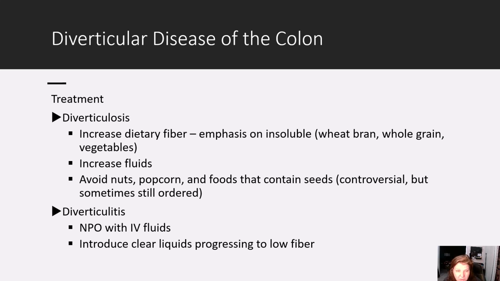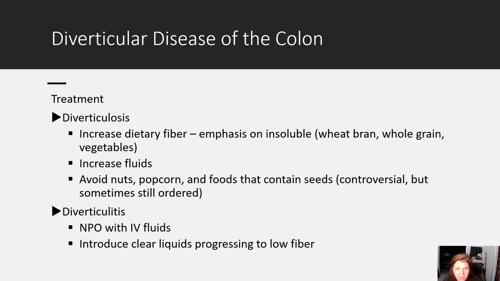Now, some doctors will still prescribe avoiding nuts, popcorn, and seeds because they believe they get caught in the little pouches and lead to inflammation. That has pretty much been disproven in research, but some doctors still prescribe it, so it's something you need to know about. Diverticulitis, that becomes inflamed.